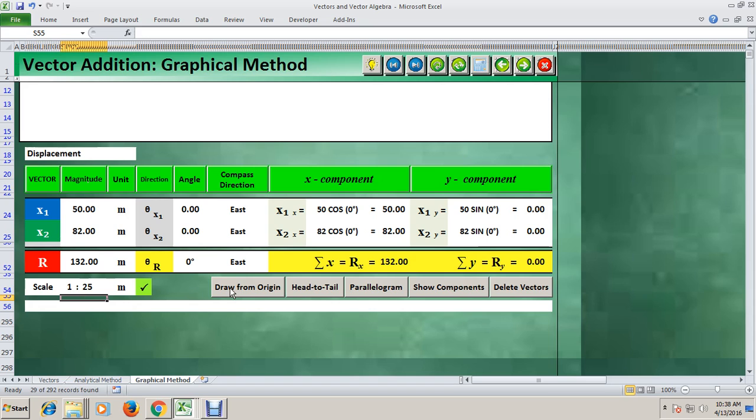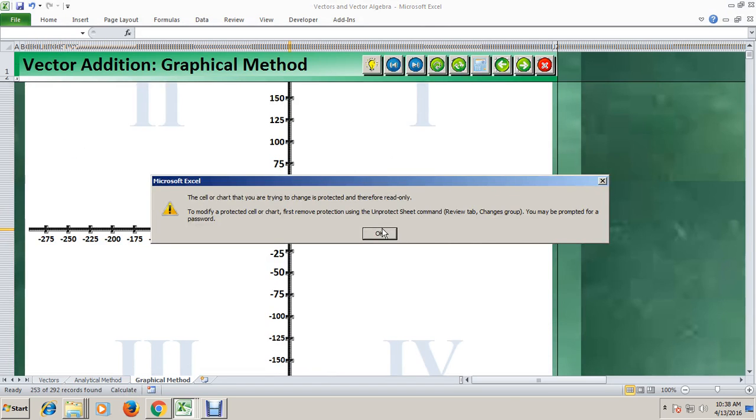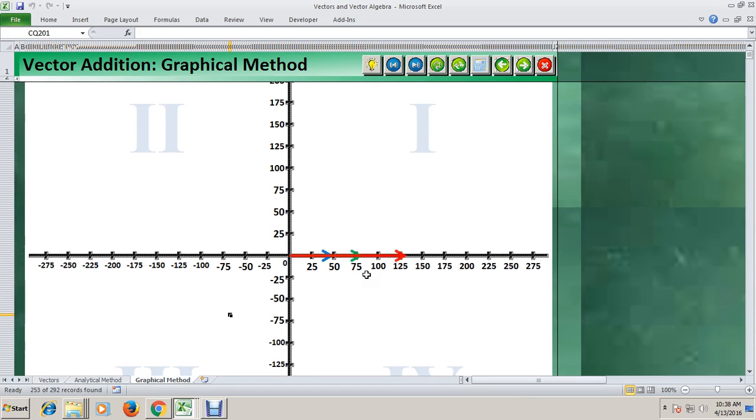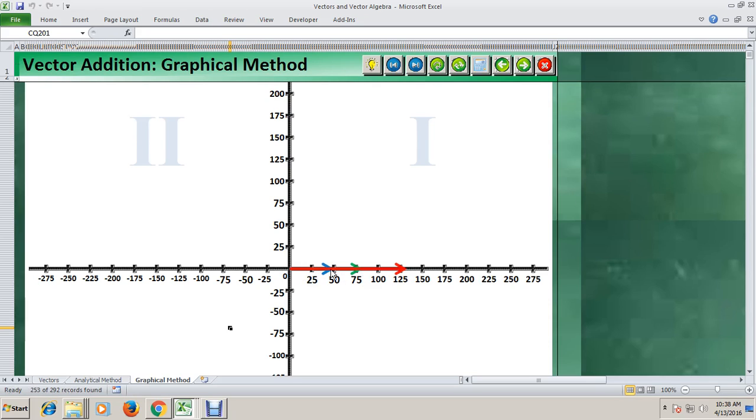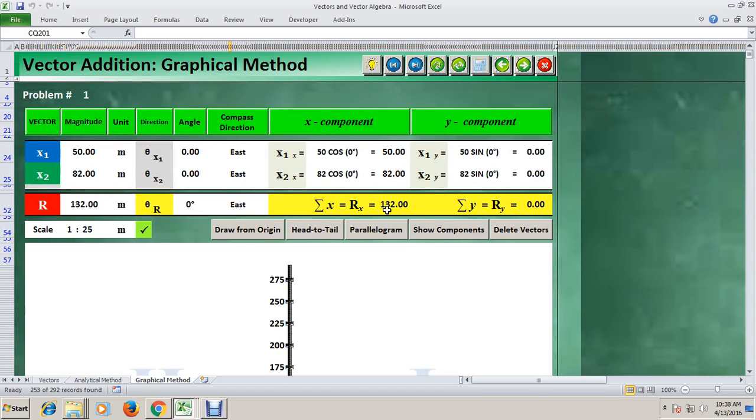Okay, so let's draw the vectors from the origin. As we can see, the blue vector is this one. It was overlapped by the red vector. The red vector is actually your resultant vector. The green vector, as drawn from the origin, is directed towards this direction. Both of these directions are pointing towards the positive x direction, since both vectors are pointing towards the east direction.